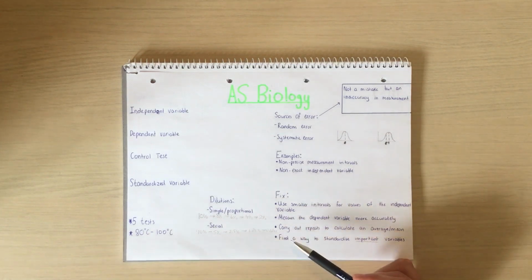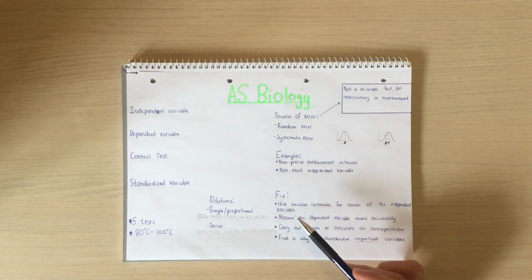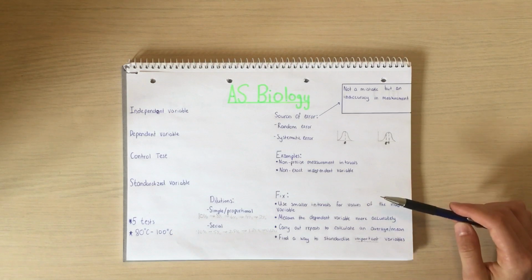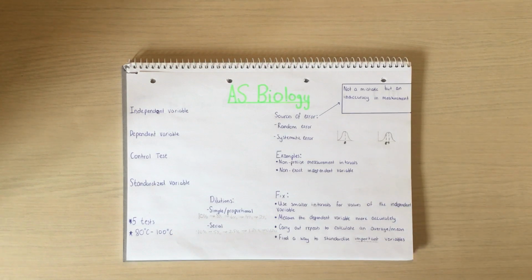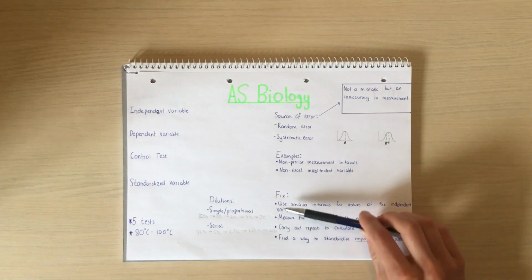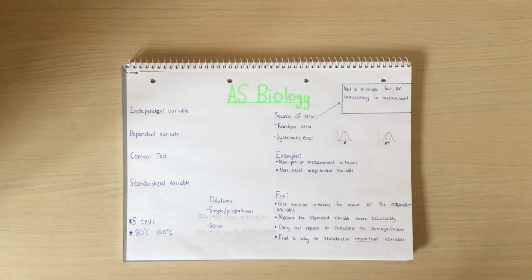So, 4 methods that we can do to fix sources of error, right? Whenever we are asked in the paper to find sources of error and state how we could improve them, these are 4 things that we should always firstly think about. So the first one is to use smaller intervals for values of the independent variable.